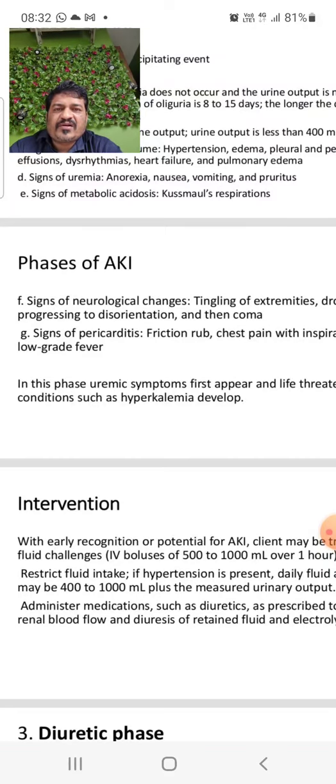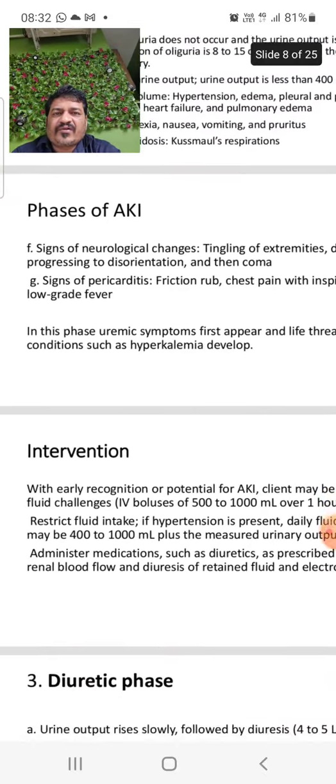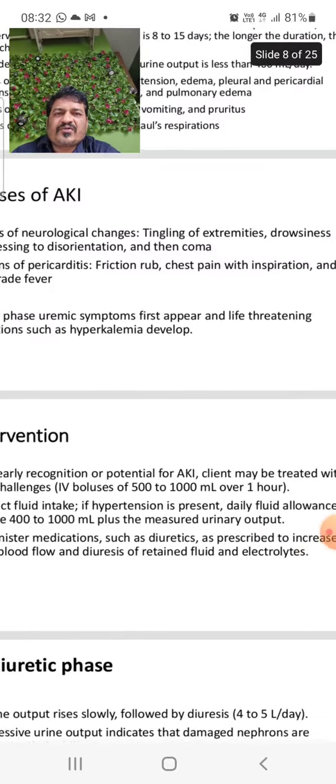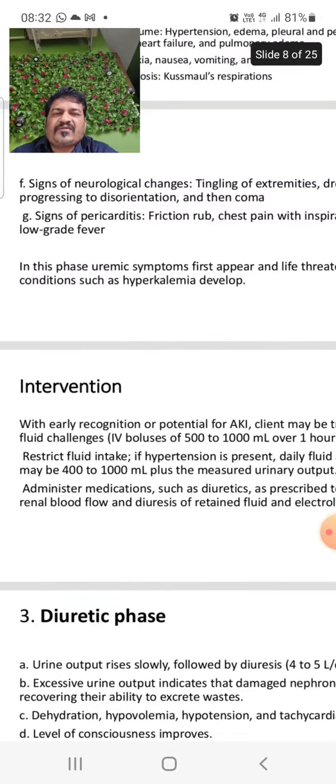What are the signs of pericarditis, like friction rub, chest pain with inspiration, and low-grade fever? We may get all the signs of pericarditis as well. In this uremic syndrome, the first step is life-threatening conditions such as hyperkalemia developing. That's why we are very cautious.